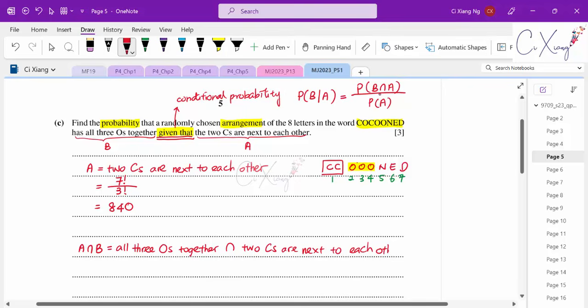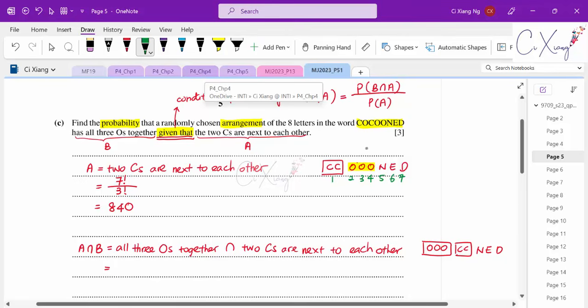Okay, so we are interested in this event, A intersect B, so that I can calculate the conditional probability later. When I have B intersect with A, just look at the 3 O's together. If I want to have the 3 O's together, I will bundle them into one item. Intersect with the 2 C's next to each other, that means the 2 C's must be together as well, because these two must happen at the same time, right? And then the rest of the letters N, E, D can be arranged freely.